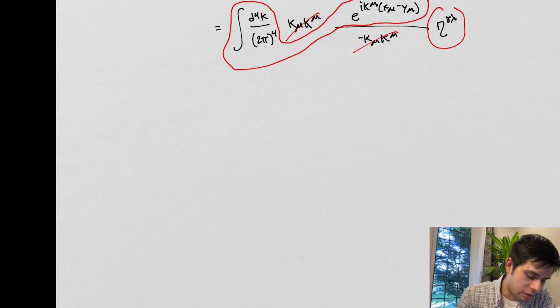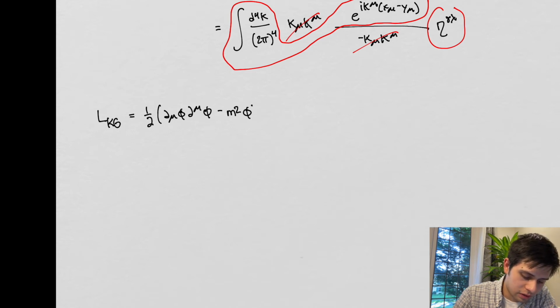So for our Klein-Gordon Lagrangian, we had 1/2 d mu phi d mu phi minus m squared phi squared.